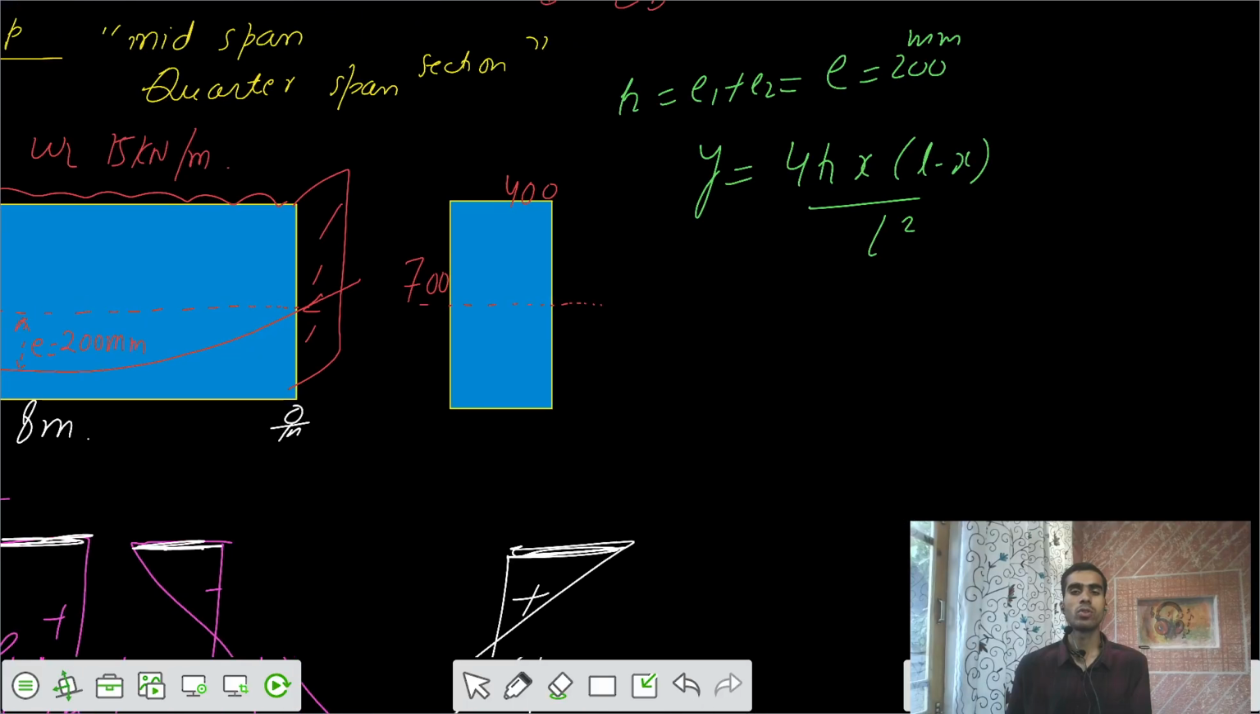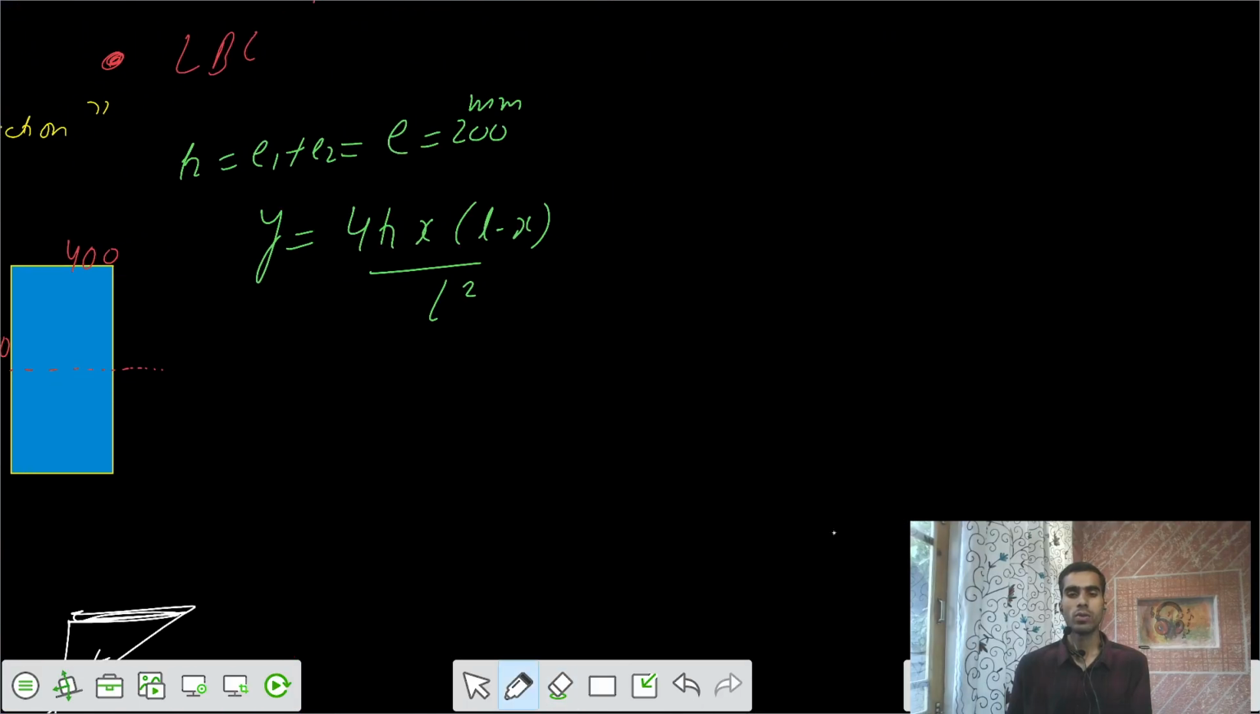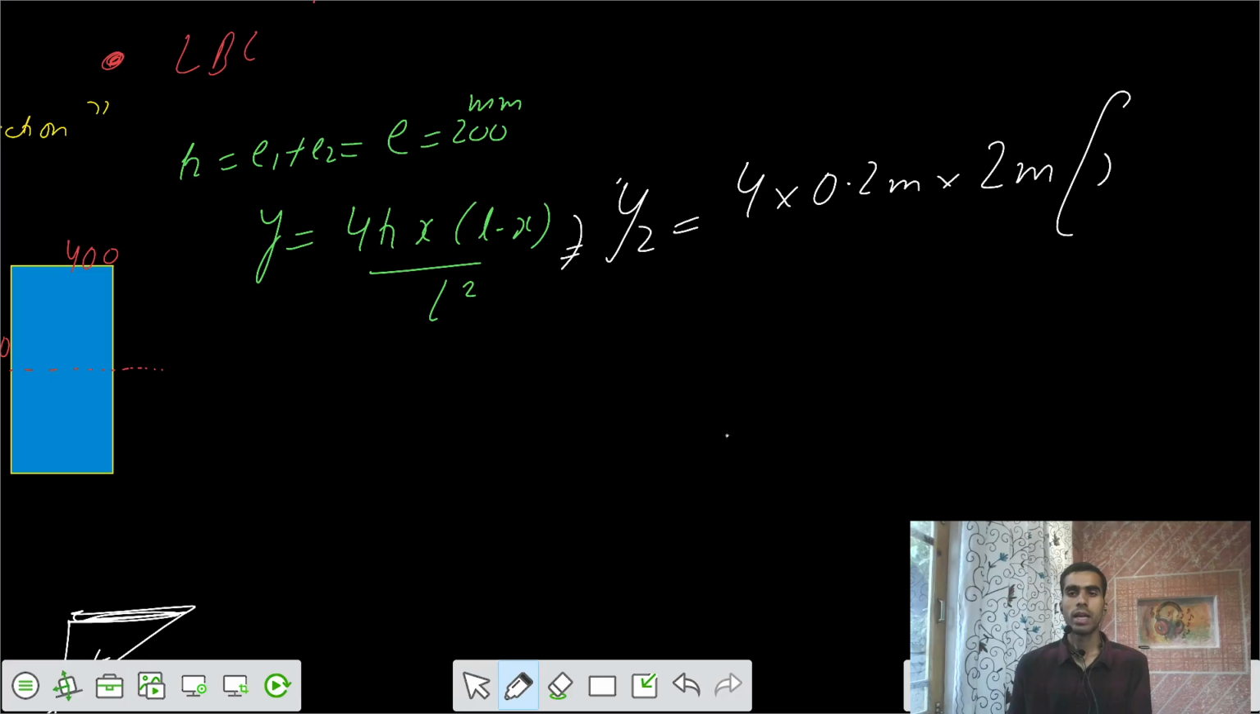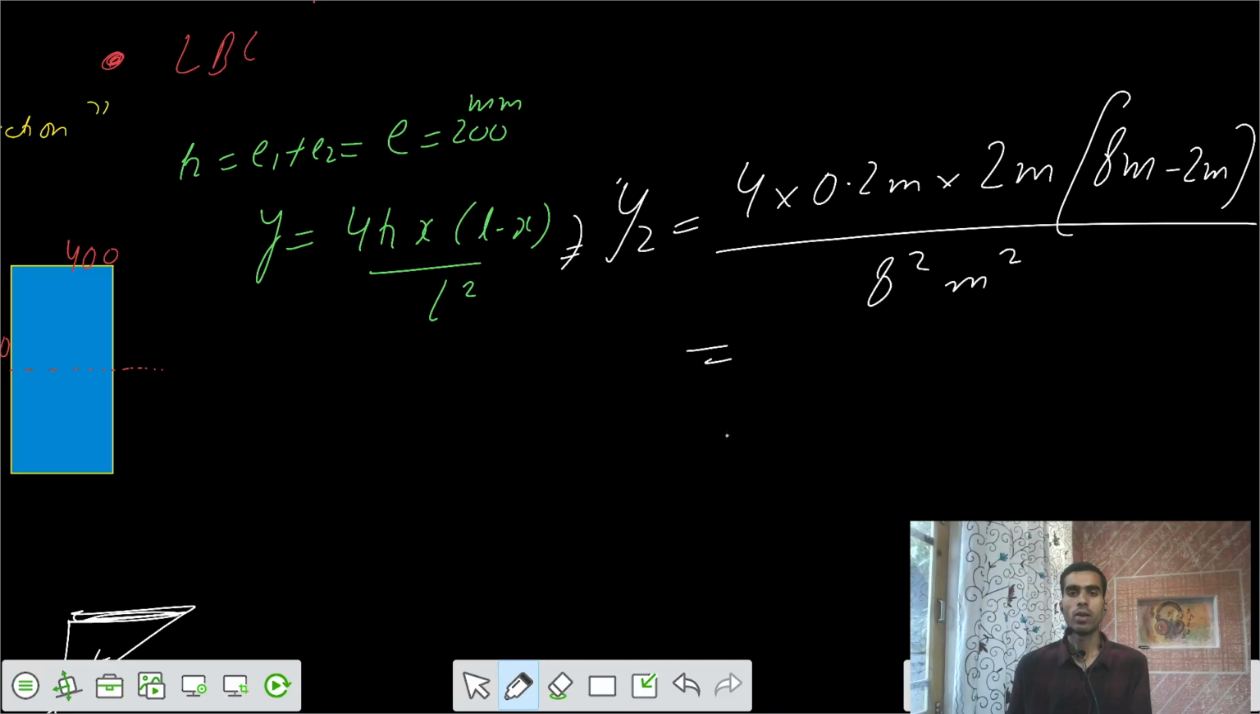So at x equal to 2 meters, y at 2 is equal to 4 h x. The value of x is 2 meters. The total length is 8 meters minus x, which is 2 meters, divided by L square. So you get a value of y2 equal to 150 millimeters.